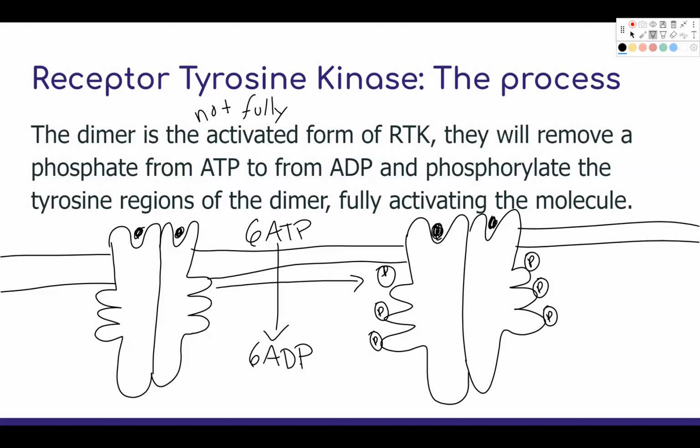The way this works is our receptor tyrosine kinase, once it's not fully activated but kind of activated, will take 6 ATP and they will hydrolyze it or take those phosphate groups off and transfer them to our tyrosines inside the receptor tyrosine kinases. The reason we need 6 ATP is because each monomer has 3 tyrosines, so in total we have 6 tyrosines.